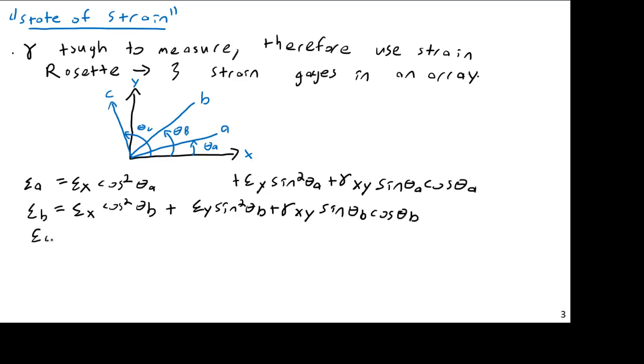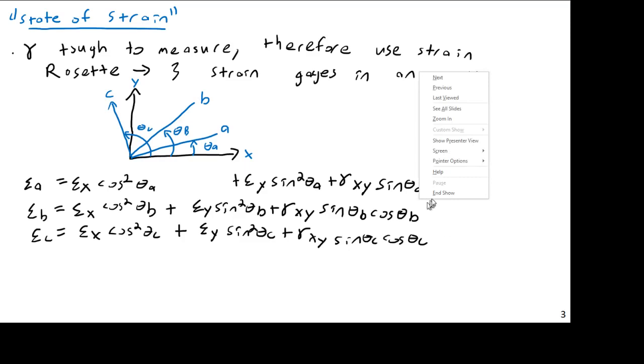And then finally, epsilon c is epsilon x cosine squared of theta c, just the same idea all the way across, plus epsilon y sine squared theta c plus gamma xy sine theta c cosine theta c. The epsilon y's and epsilon x's are the same in all 3 equations. They are the global strains.